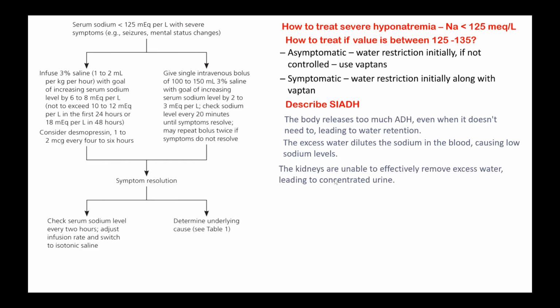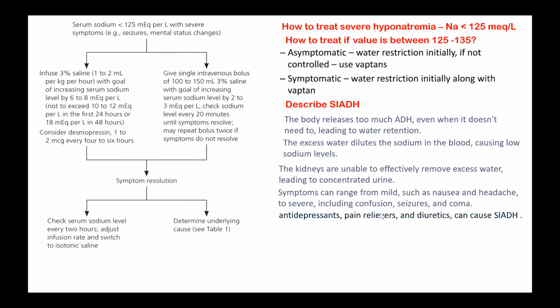Okay, right. So the kidneys are unable to effectively remove excess water, leading to concentrated urine. Because the water is being reabsorbed by the action of ADH, even in the absence of hypovolemia, the urine output comes down by the normal action of ADH. So symptoms can range from mild, such as nausea and headache, to severe, including confusion, seizure, and coma because of the excess water load. Now, the causes for SIADH may be antidepressants, pain relievers, diuretics can cause this.